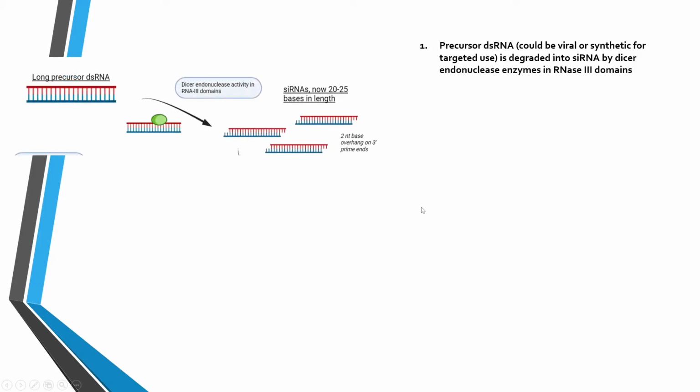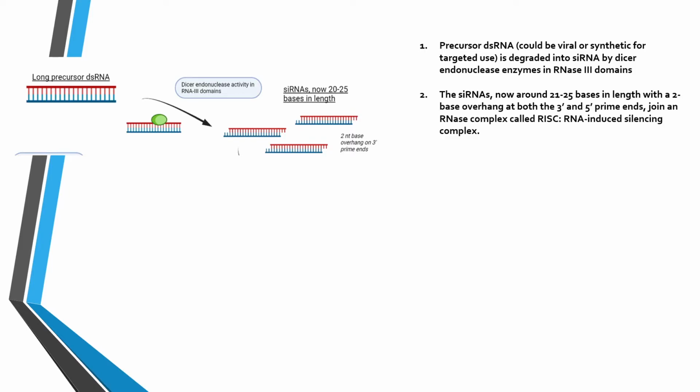The process begins when precursor double-stranded RNA, which could be viral if it was occurring naturally, or synthetic if we're using it for a medical purpose, is degraded into siRNA by Dicer endonuclease enzymes in the RNase III domain. The siRNAs, now around 20 or 21 to 25 base pairs in length, have a 2 nucleotide overhang on both their 3' and 5' ends.